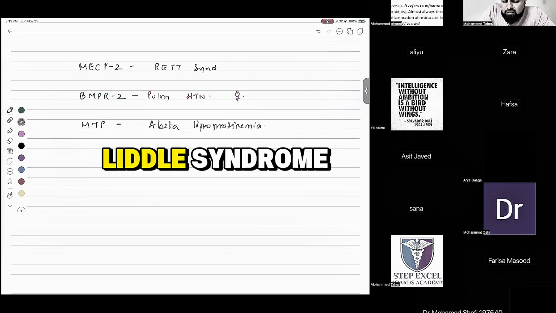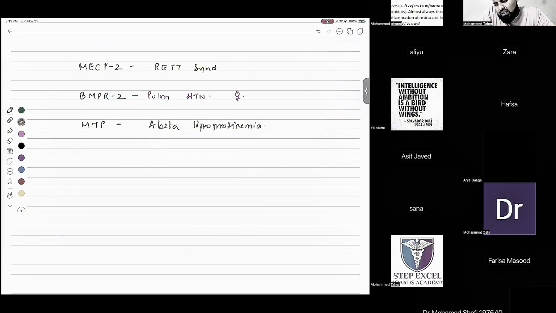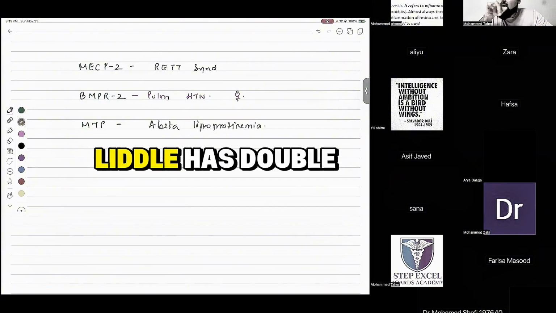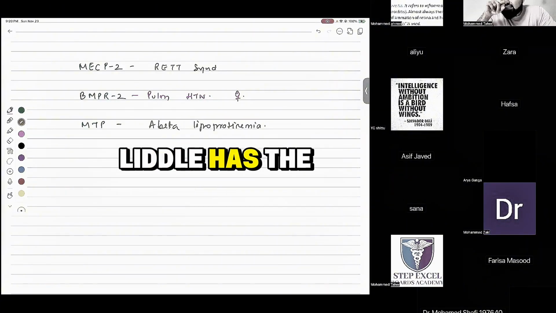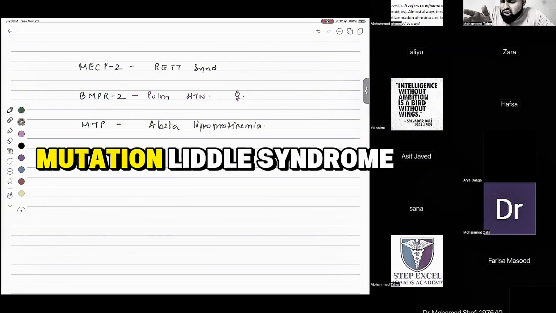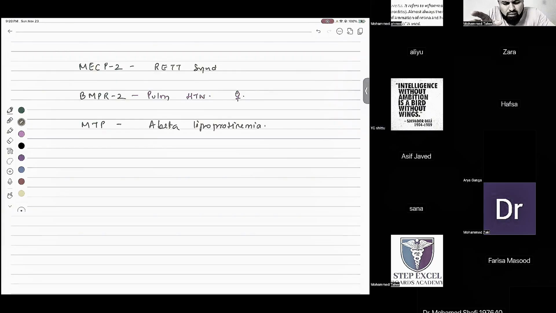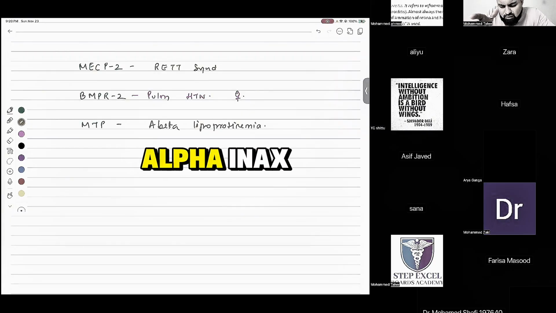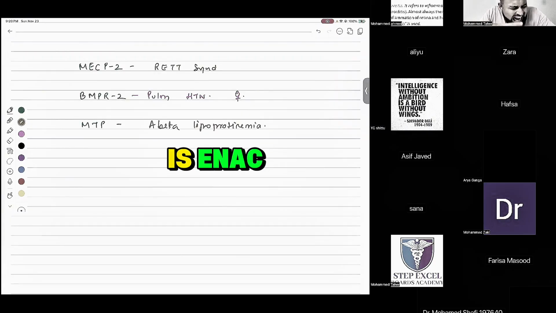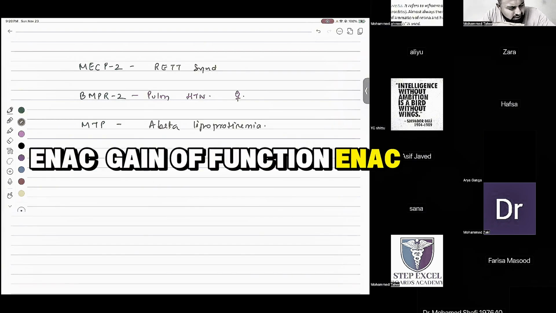Mode of inheritance for Liddle syndrome? Dominant. Liddle has double D. What type of mutation? It is the ENaC gene. What is it? Gain of function mutation of ENaC.